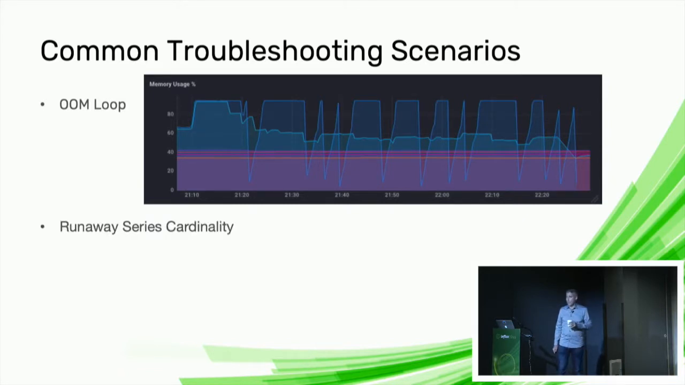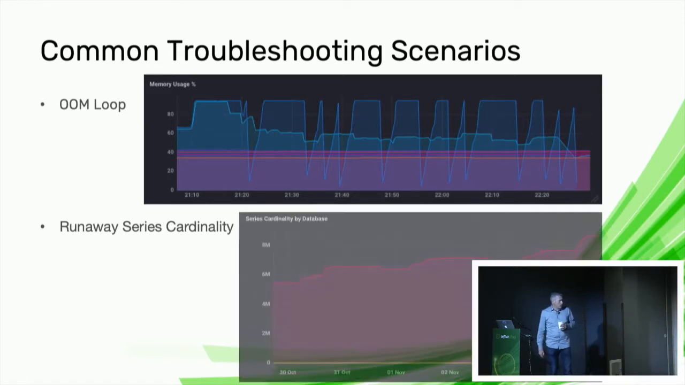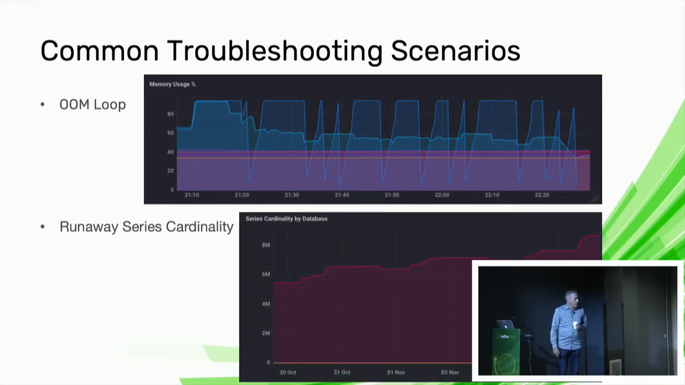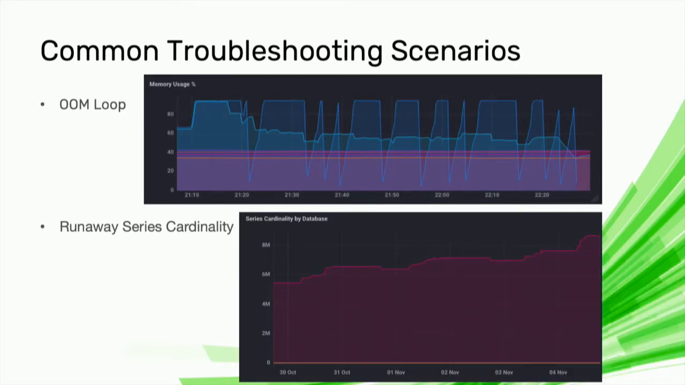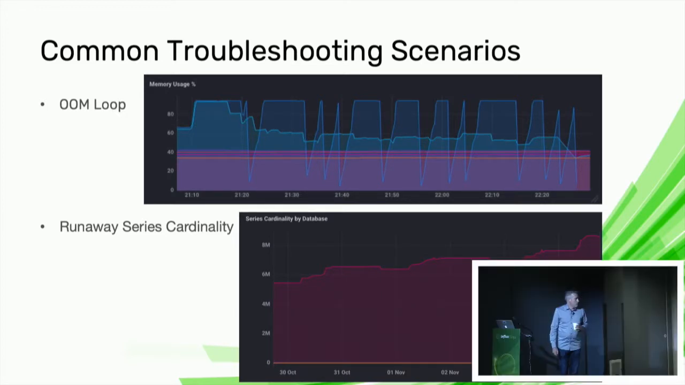Second, and this is a more exciting one, particularly on new deployments: runaway series cardinality. Somebody up front was asking about this a little bit earlier in Chris's talk. It'll look like this. Along the x-axis is the time dimension. In this case, this particular customer was growing their cardinality from 6 million to 8 million over the course of 5 days. We often see this happening within 5 hours when there is a defect.